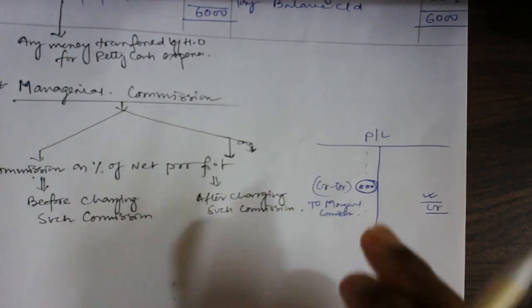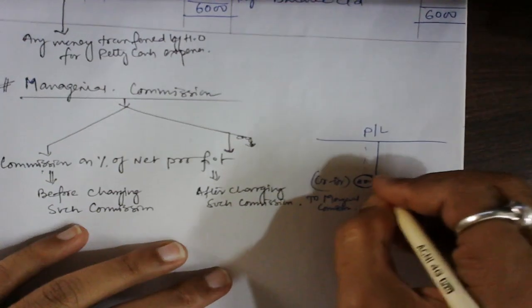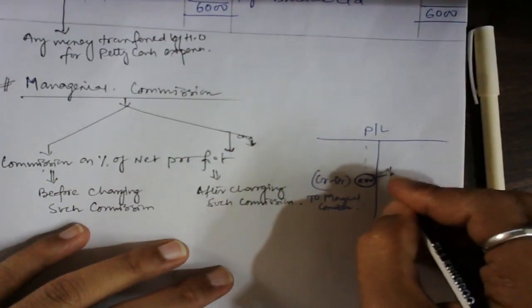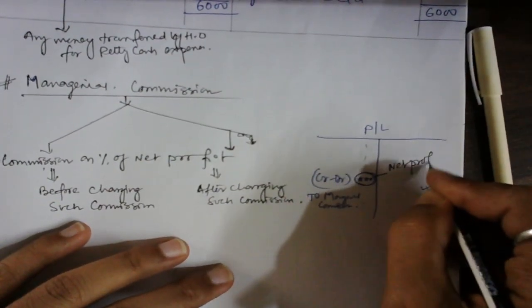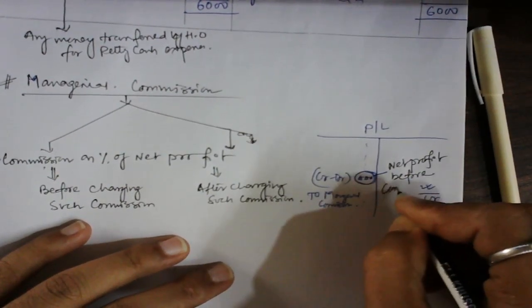It is very important for us. Remember this. Okay, it is very important for us. So this is nothing but called net profit before commission. You can write here like this. Whatever the picture I have written, you just do it. It will be very helpful for you.